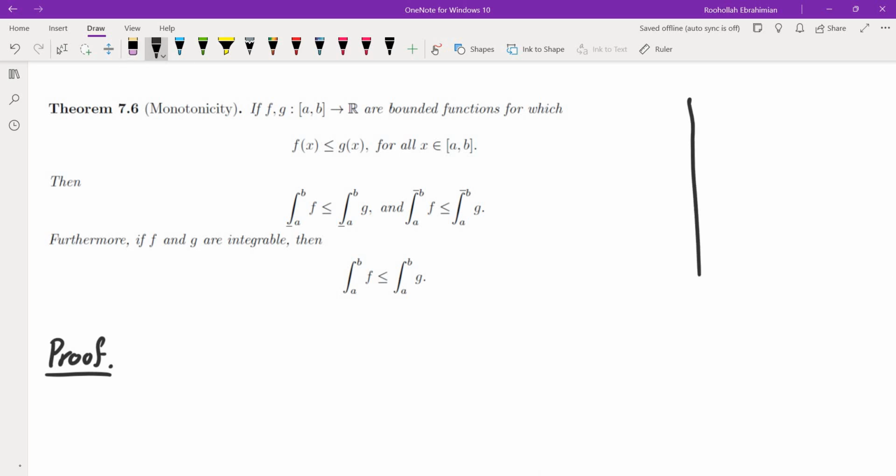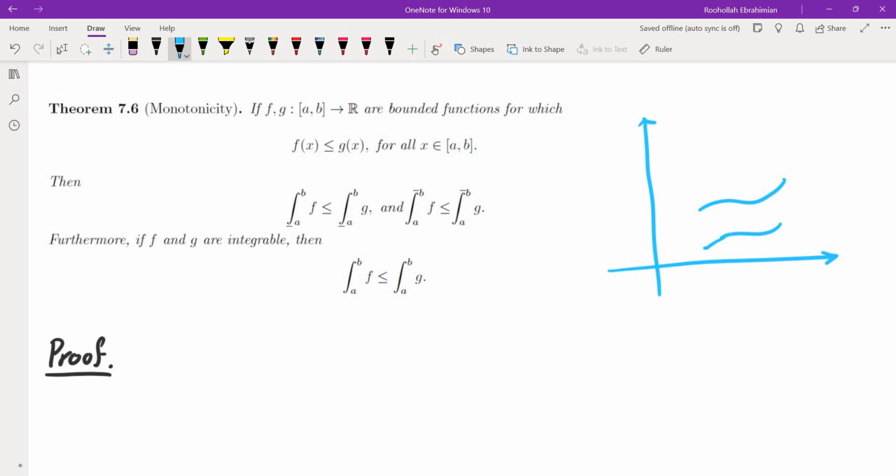What does that mean? What's the interpretation of that, and why do we expect this to be true? We expect this to be true because if you take two functions and say g is always greater than f, the integral of f is the area underneath the graph of f. The integral of g is the area underneath the graph of g. So you expect that to be larger, clearly. So that's why we expect this to be true.